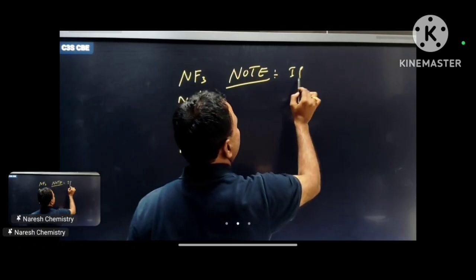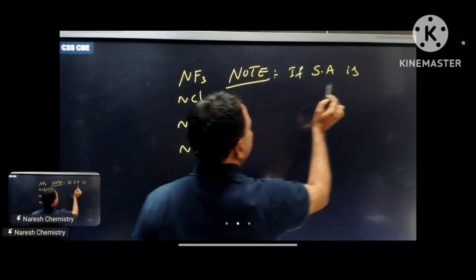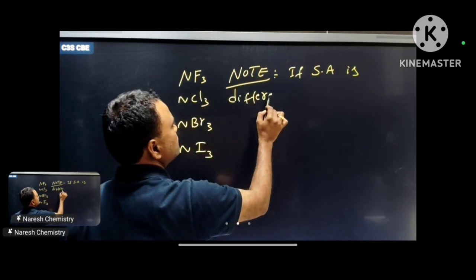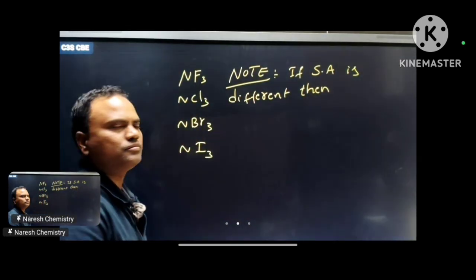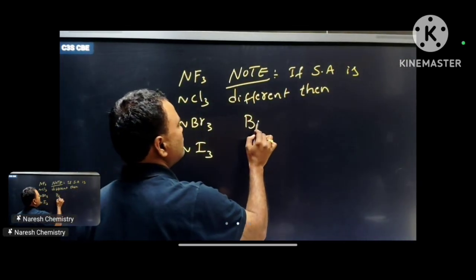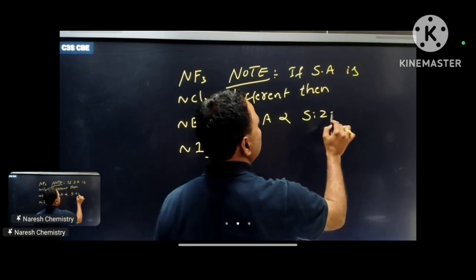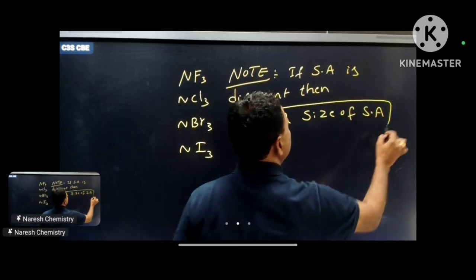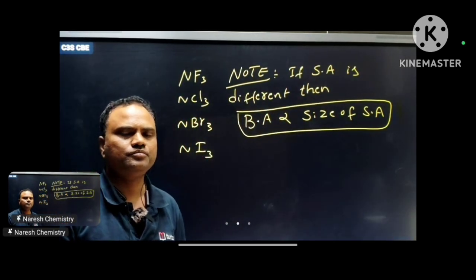Let us write one statement. If surrounding atom is different, then the bond angle is directly proportional to the size of the surrounding atom. Okay.